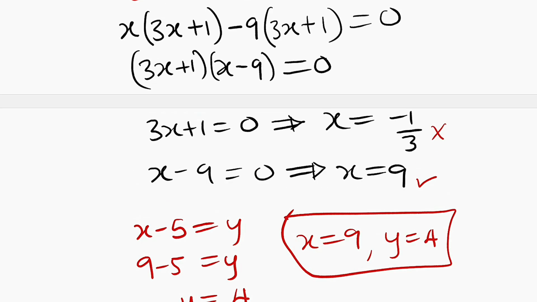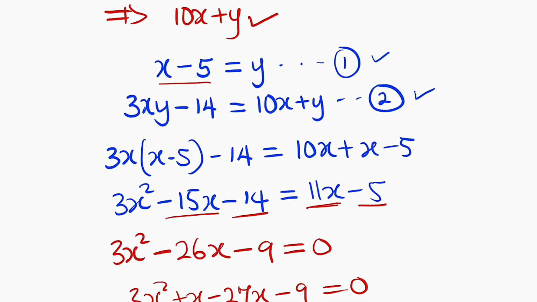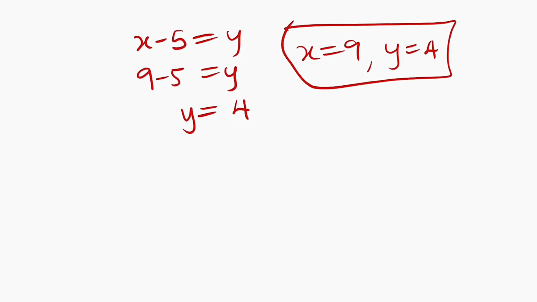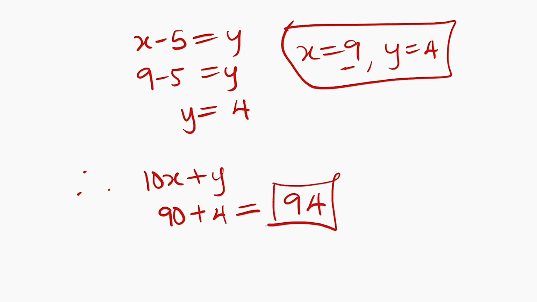But our required number, remember, is 10x plus y. The number is 10x plus y. x is 9, so 9 multiplied by 10 is 90, plus y which is 4. And you can see the required number is 94.